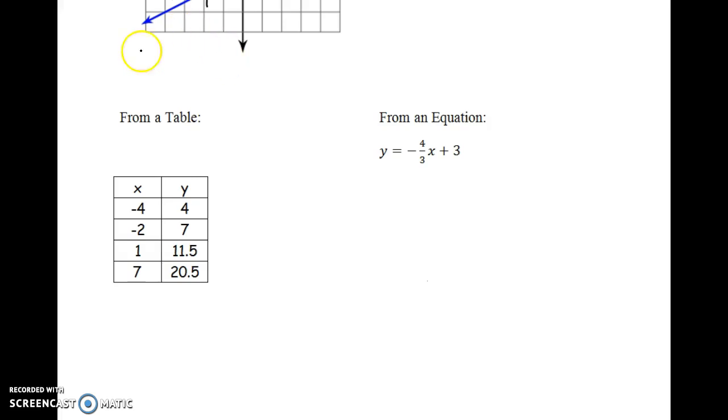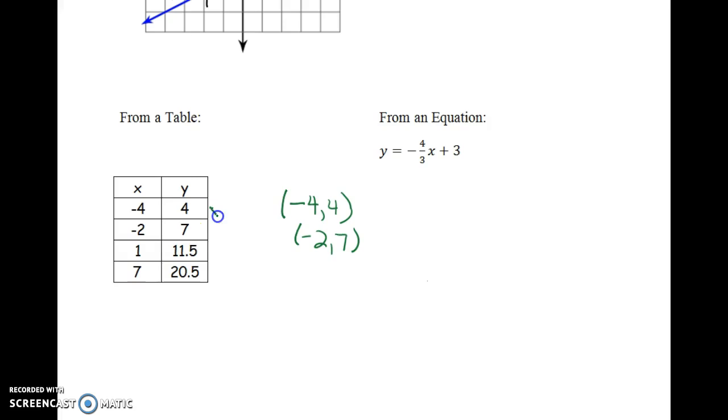From a table, you can actually do the same thing as we just did. You could use the formula because each of these makes a point. This is negative 4, 4. And we have negative 2, 7. Those are points. So we could use the formula that we just did. The other way that we can look at slope from a table is to actually calculate our changes in x and our changes in y.